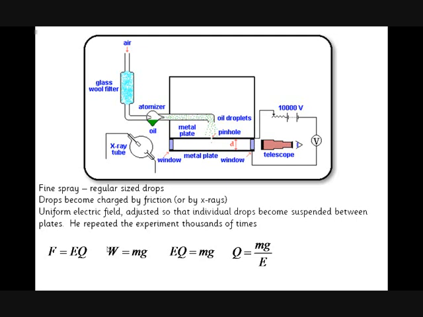So he did this, and he found that the Q that he got was always a multiple of a particular constant. He had to repeat this a lot of times to work this out, because obviously he ended up with more than one electron on the oil drops. But he noticed that the charge on each of these oil drops was always a multiple of a particular constant, and this constant was 1.6 times 10 to the minus 19, and hence he found the charge on an electron.